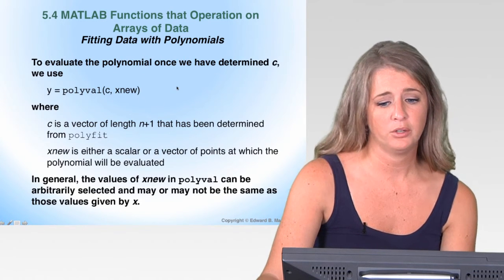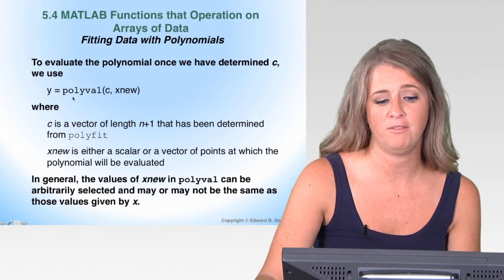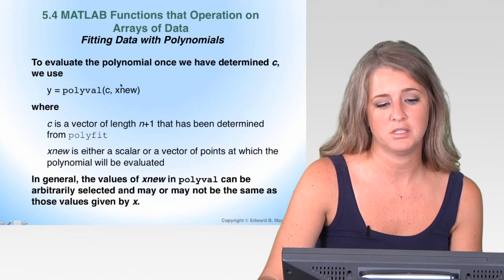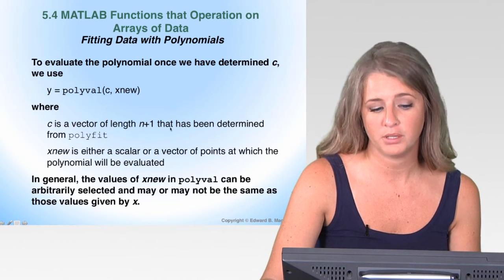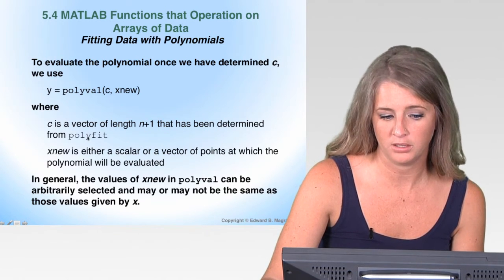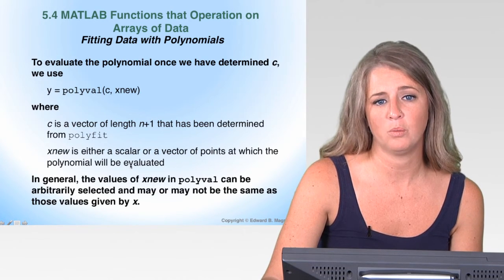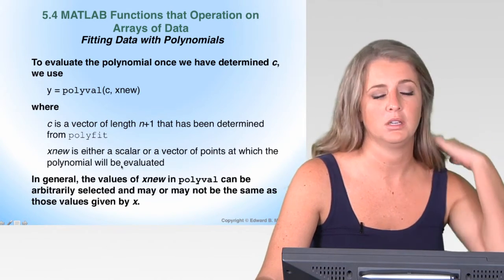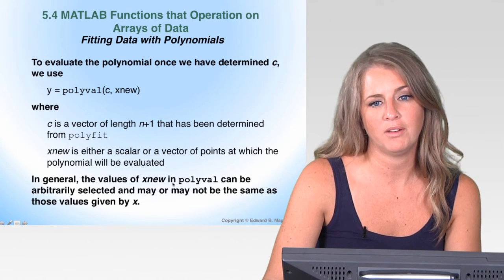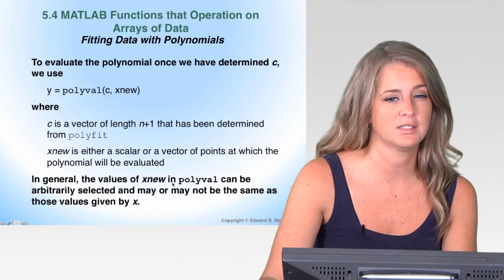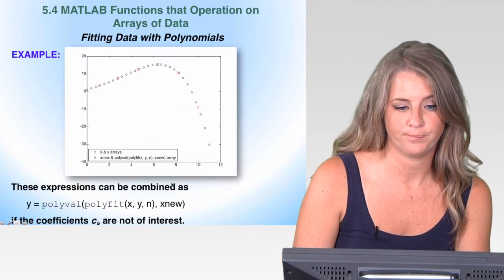To evaluate the polynomial, once we have determined c, we can then use polyval, where our input arguments are c and x new. So c is a vector of length n+1 that has been determined from polyfit, and then x new is either a scalar or a vector of points at which the polynomial can be evaluated. So in general, the values of x new in polyval can be arbitrarily selected or may not be the same as those values given in x.